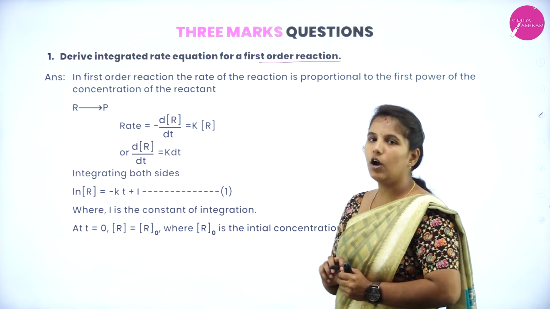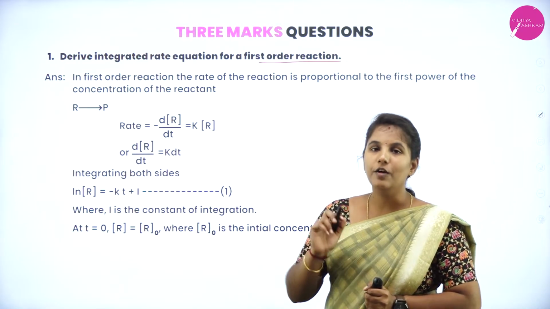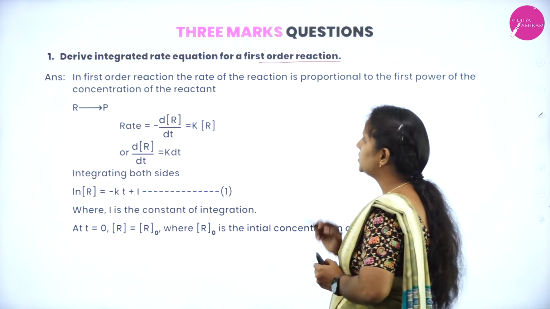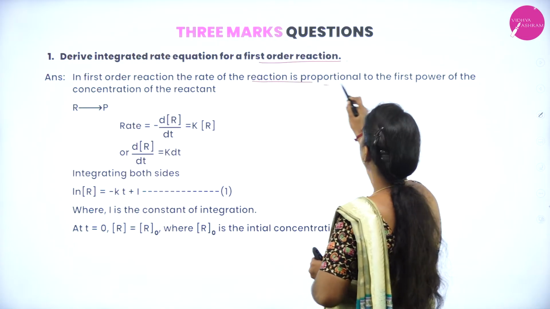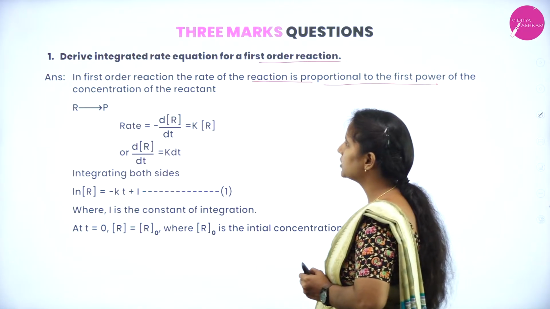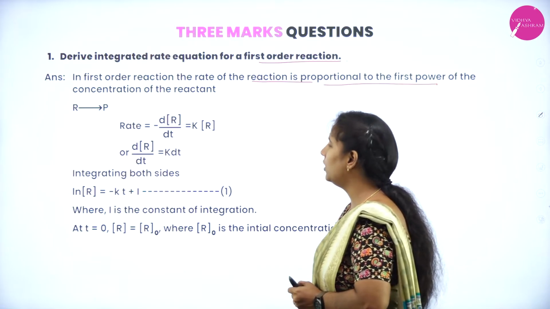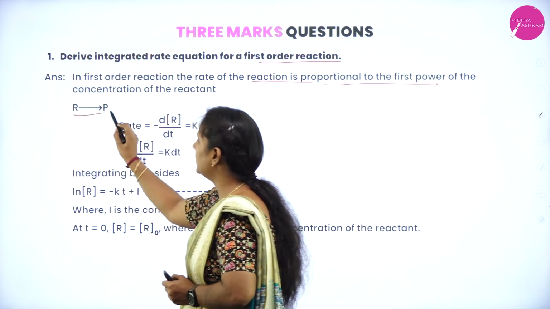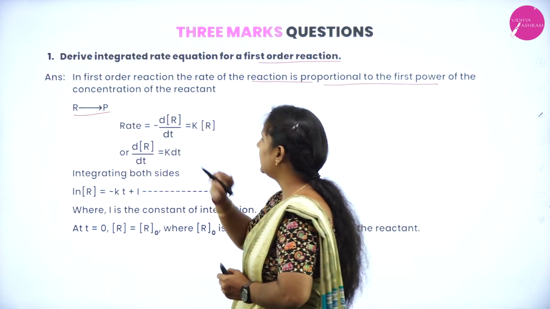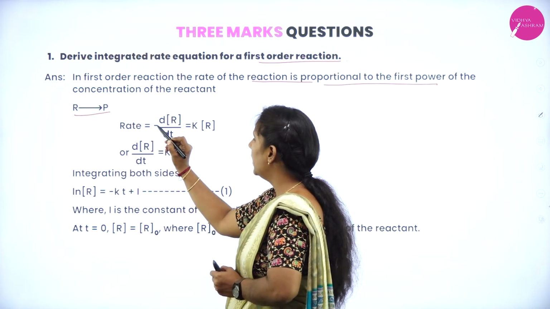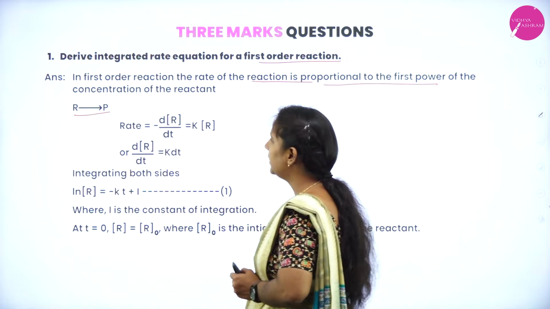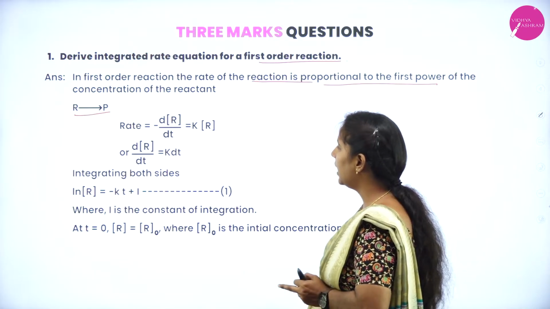So, you need to write the integrated rate equation for the first order reaction. A first order reaction is a reaction where the rate of the reaction is proportional to the first power of the concentration of the reactant involved in the reaction. Imagine R is a reactant which is giving rise to the product P. If you see the rate equation, rate is equal to minus d[R] divided by dt, which can also be written as k into [R].